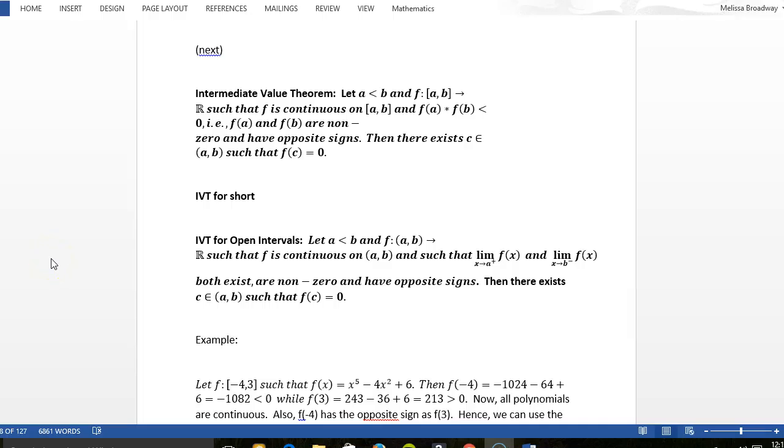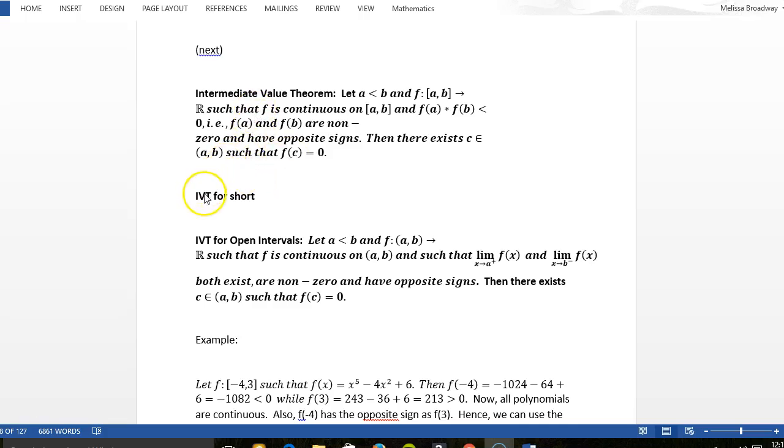Hello, we're now going to discuss the intermediate value theorem. Let a be less than b and let f be a function from the closed interval [a, b] into the reals such that f is continuous on the closed interval [a, b] and such that f(a) times f(b) is negative. In other words, f(a) and f(b) have opposite signs. They're non-zero and they have opposite signs, in fact. Then there exists a real number c on the open interval (a, b) such that f(c) equals 0.